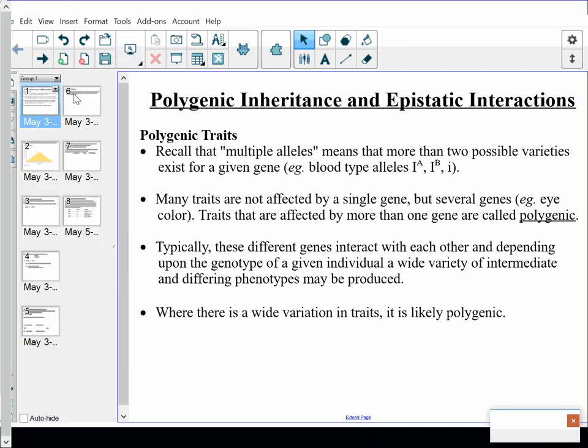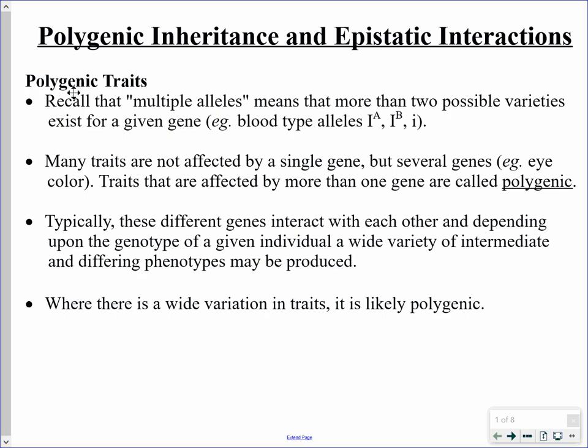Hey everyone, this lesson is on polygenic inheritance and epistatic interactions. When we started off our discussion in genetics by talking about the work of Gregor Mendel and all the different traits that he looked at, each one of those traits was controlled by a different gene, but each one of those only had two different possible versions, or two different possible alleles.